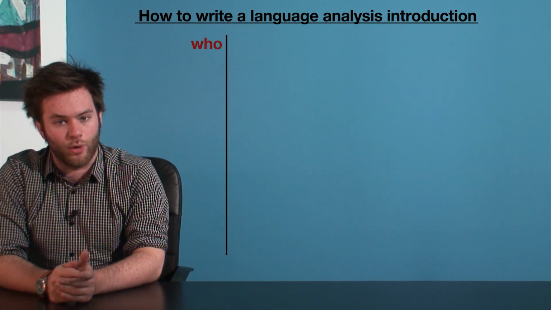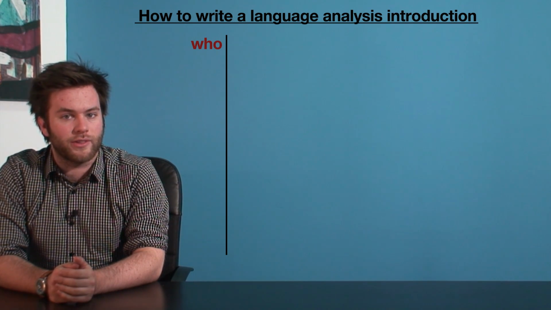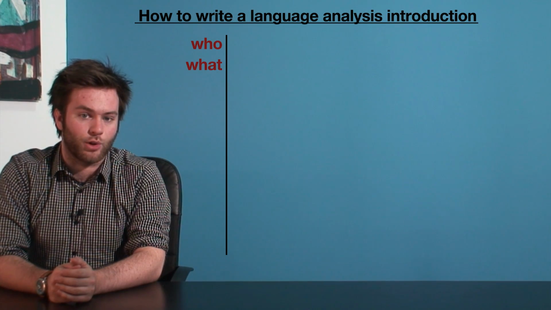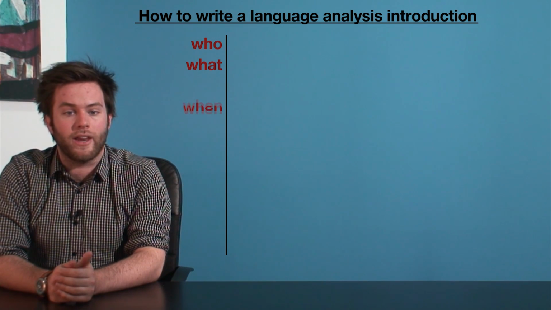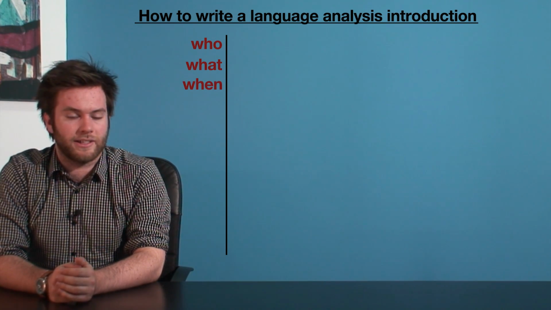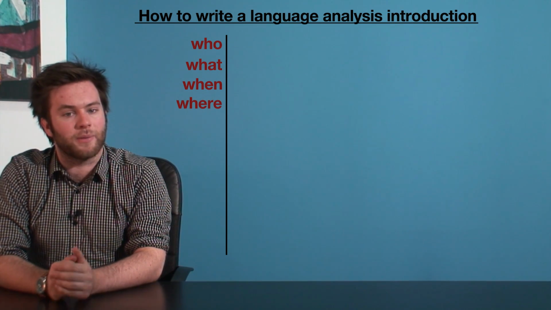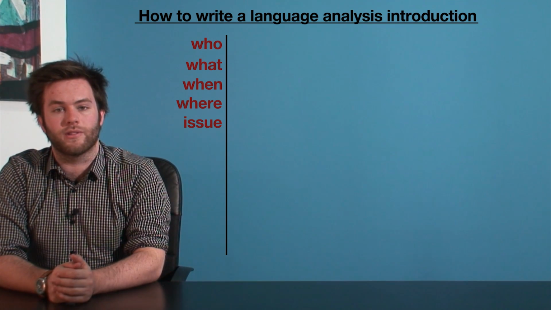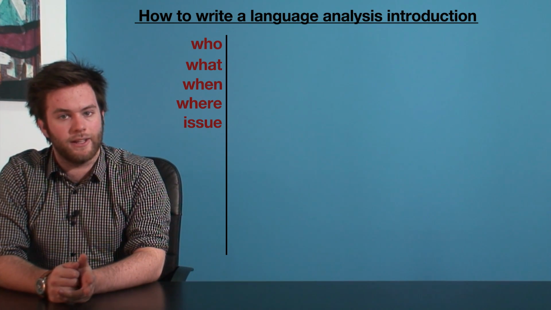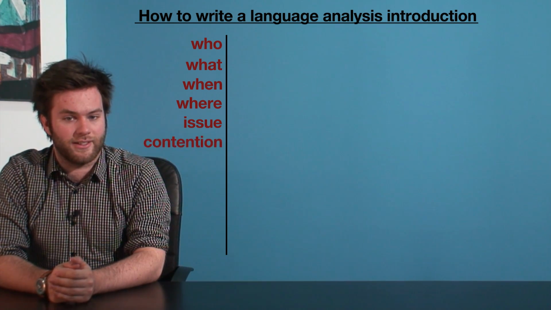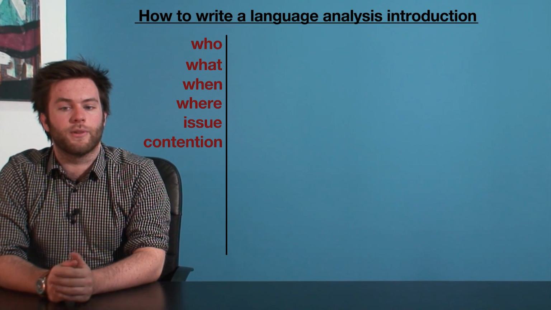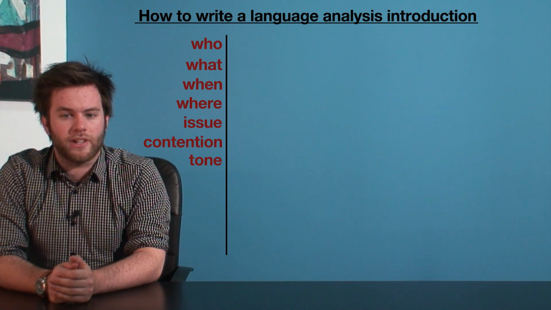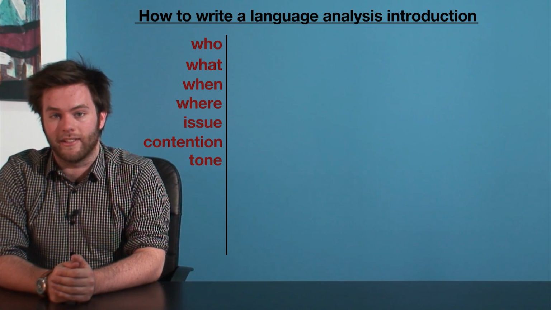Who? Who wrote it? Are there multiple authors? What? What type of piece is it? An editorial? A blog? When? What date was it published? Where? Where was it published? The issue. What was the spark that caused this person to write? A debate in the media? The contention. What is the overall argument that the writer is trying to put forward? The tone. What is the dominant tone that the writer has written in?